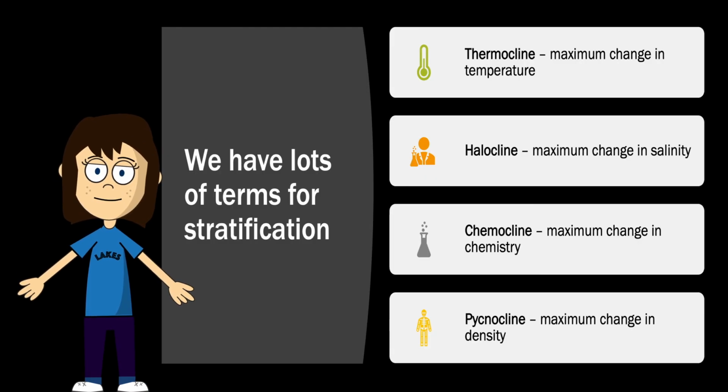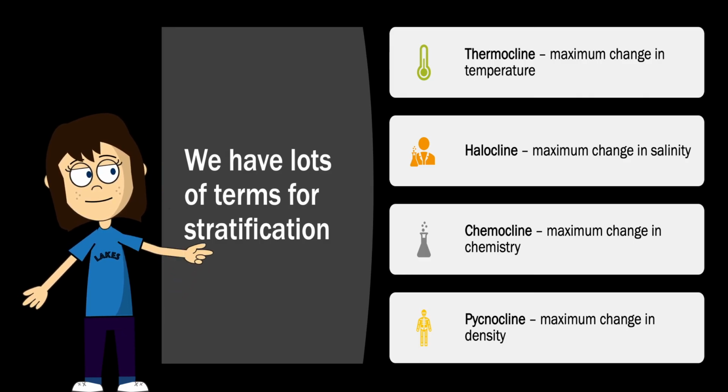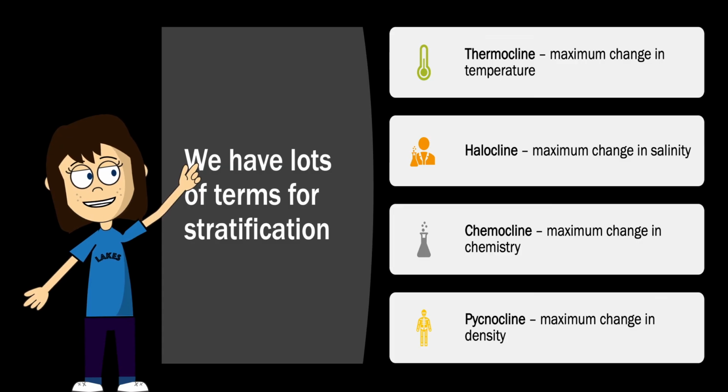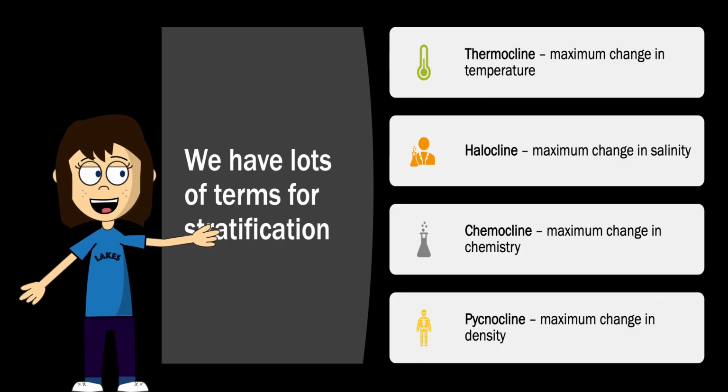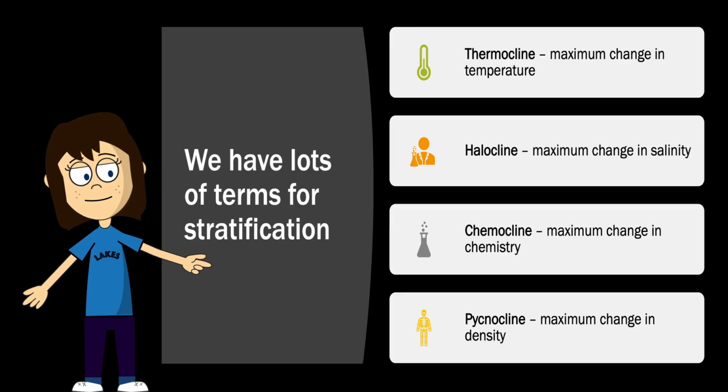So to wrap things up, you should know that we have lots of terms for stratification, including the thermocline, which is the layer where we see the maximum change in temperature. Also the halocline, which is where we see the maximum change in salinity. The chemocline, which is the maximum change in chemistry. And generally, these are all referred to as a pycnocline, where we see the maximum change in density.